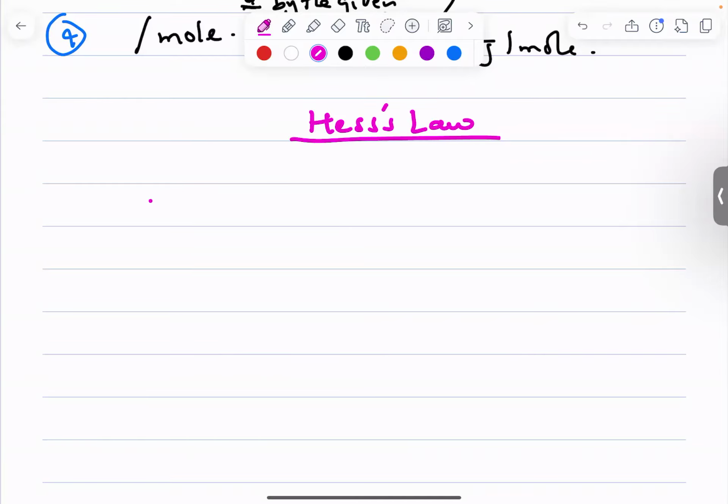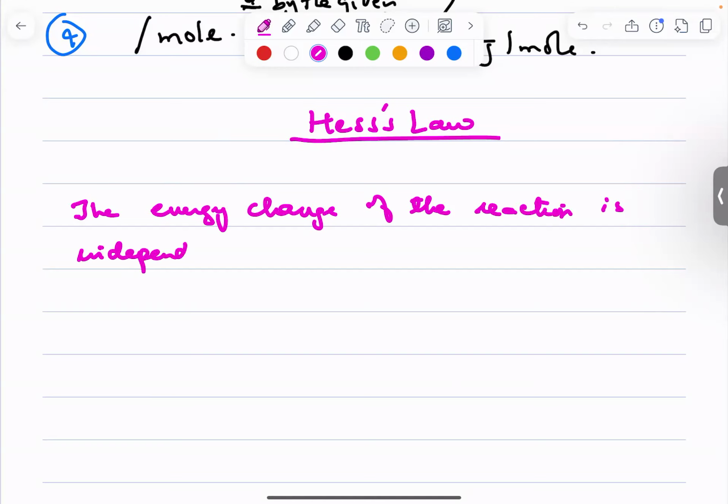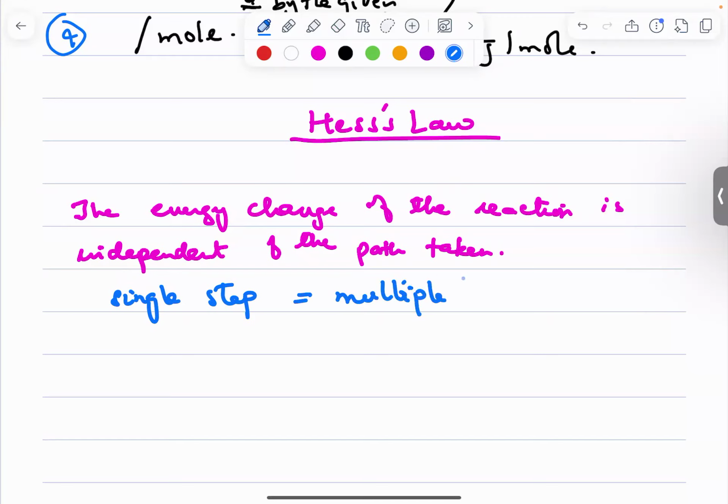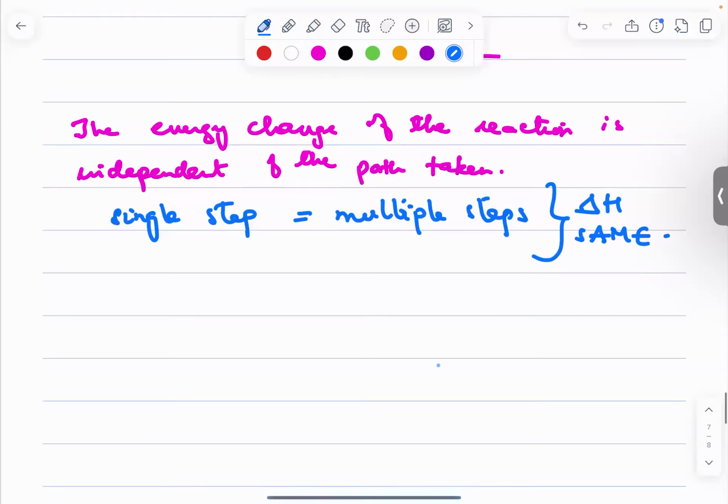Okay, I was telling you about Hess's law. Hess's law states that the energy change of the reaction is independent of the path taken. What does it mean? It means that whether the reaction is completed in a single step or in multiple steps, the overall energy change would be the same. That is Hess's law. So according to the diagram, let's suppose your destination is point C.